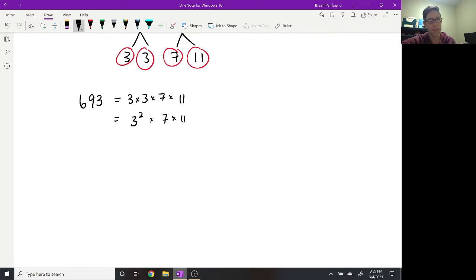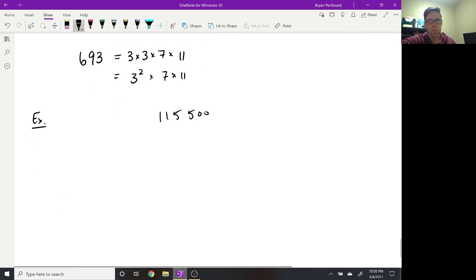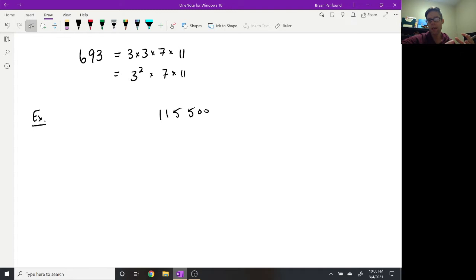Now I'm just using my calculator here to develop a second example for us to take a look at. And that number is 115,500. So a pretty big number this time compared to some of the other numbers we've been using, but still a number that's easily tackleable with some of our knowledge about our base 10 numbers.